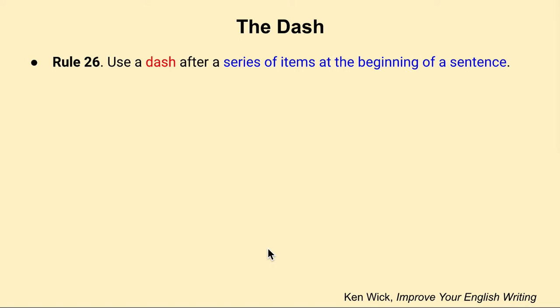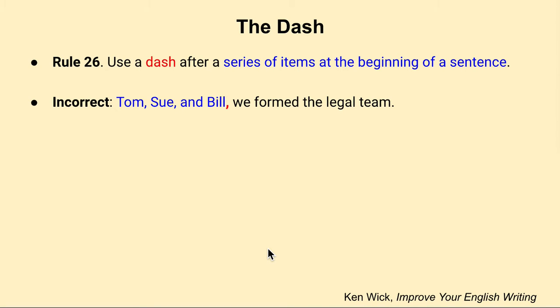Rule number 26 is use a dash after a series of items at the beginning of a sentence. So here's an incorrect example. Notice I'm just using the same sentence and putting these elements in different spots. Tom, Sue, and Bill, comma, form the legal team. This is incorrect. We cannot punctuate it this way.